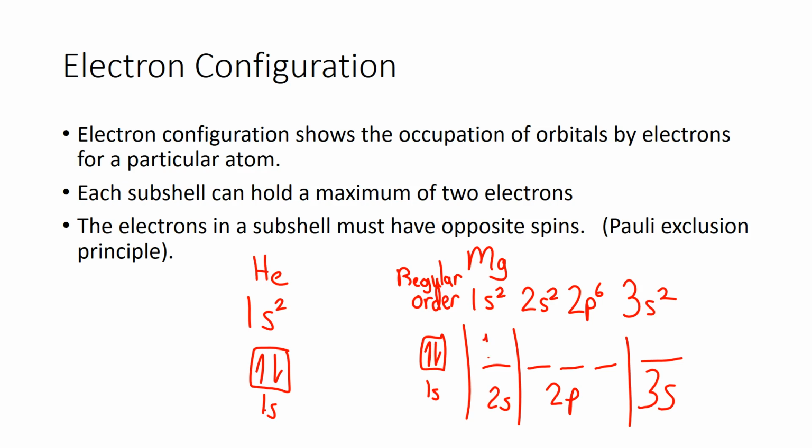So 1s2 means it looks like that. 2s2, I have 2 electrons in that sublevel. 2p6, and then 3s2. All right. So both of these say the same thing. They help me see different things about it, but they tell me the same thing.